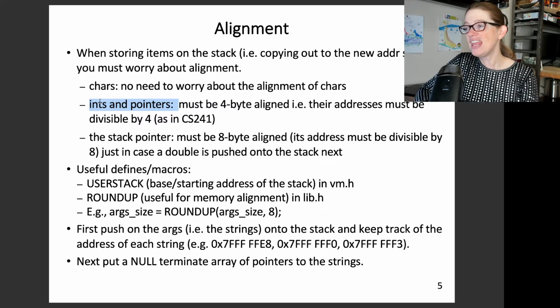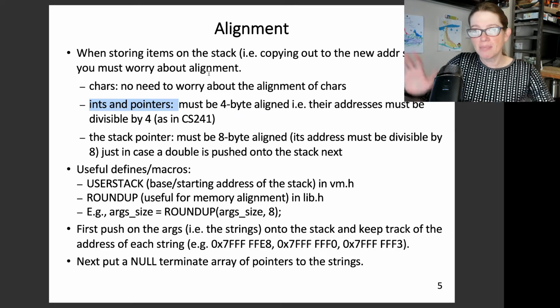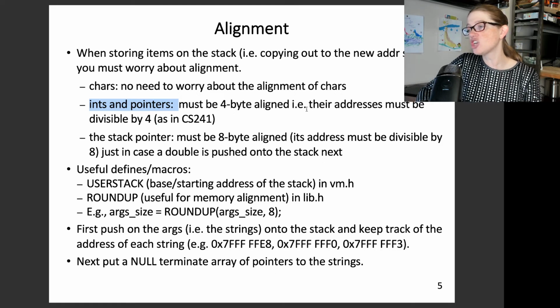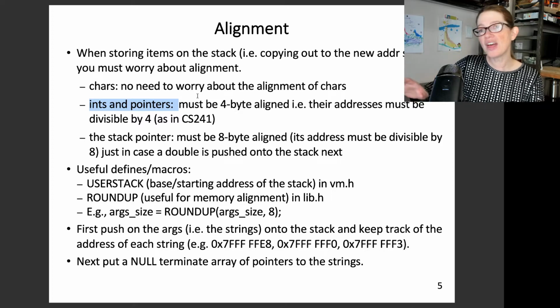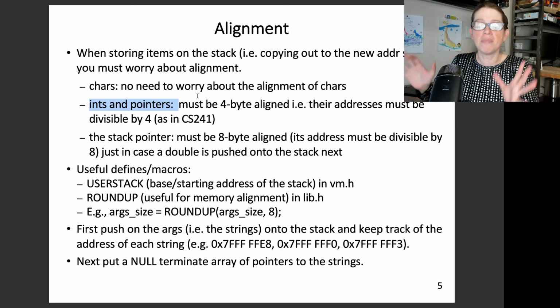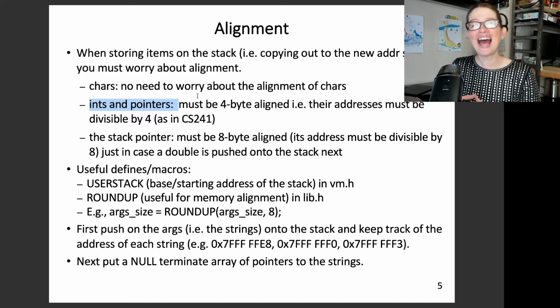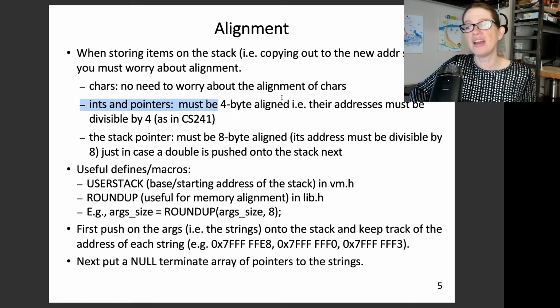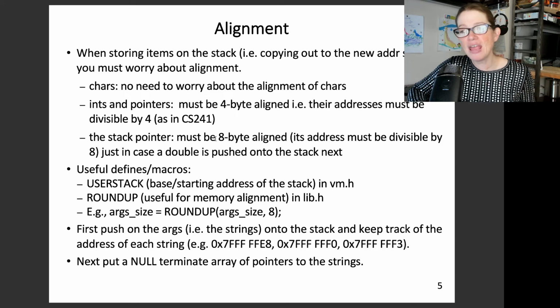So ints, integers, and pointers to integers need to be 8-byte aligned. Chars can be 1-byte aligned, which means they can be anywhere. And char pointers need to be 4-byte aligned. And everything else has to be 8-byte aligned. Now, what does this even mean? Alignment means the address has to be divisible by that number. So if we say something has to be 4-byte aligned, then the address has to be divisible by 4. If we say that something has to be 8-byte aligned, then its address has to be divisible by 8.